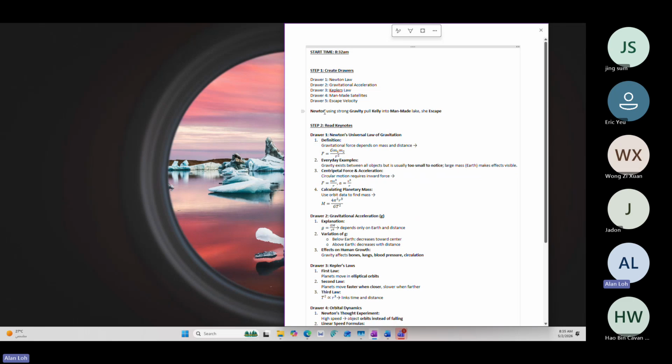So Newton is pointing to drawer number 1, Newton's law, using strong gravity. You can imagine Newton is using that strong gravity, and that gravity is pointing to drawer number 2, gravitational acceleration. Pull who? Pull a girl named Kelly. If I put Kepler's, I think this is not a common name, so it's harder to remember. You can put your friend's name, or whichever name is more relevant to you. For my case, I put it as Kelly, to reflect Kepler's.